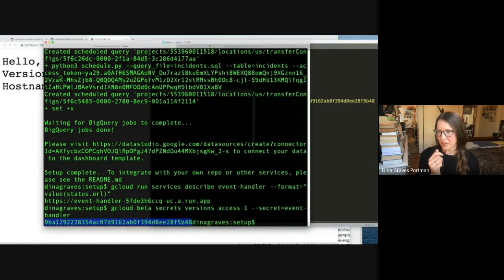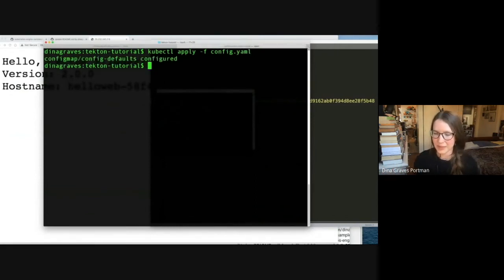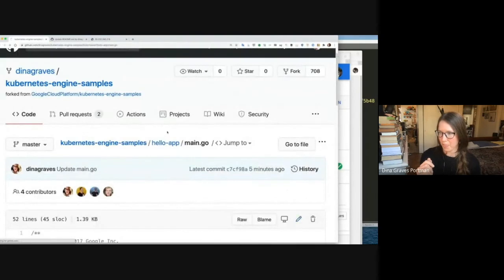And we need to do this ultimately. We can't just have our webhook open to everything on the internet, because we want to make sure that only authorized sources are sending it. Okay, so I've updated my pipeline.